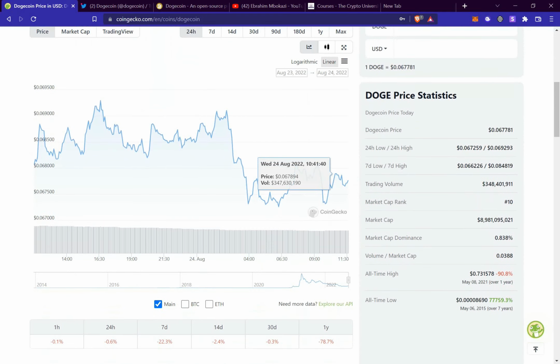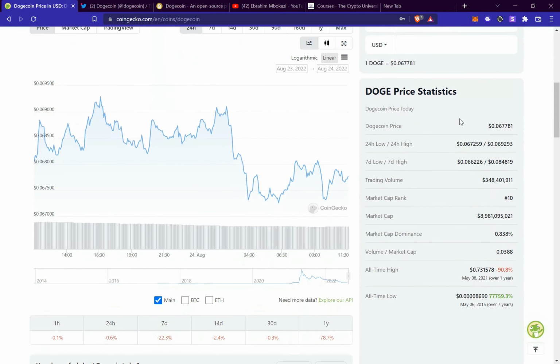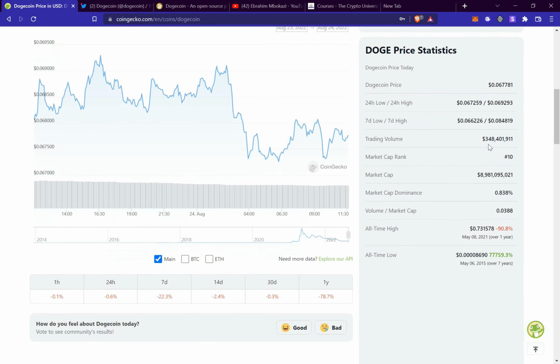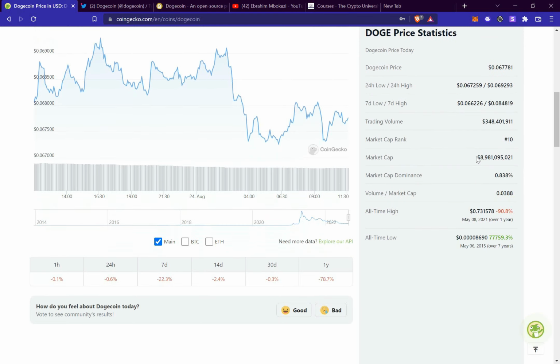Now here on our right hand side, we can see Doge price statistics. Over here we can see the current price, and over here we can see the 24-hour low and high. So these are the prices that it has fallen to within the 24 hours, and it has risen all the way to this price within the 24-hour period. Same applies here on the 7-day. This is the trading volume, and over here we can see the market cap rank. So currently Dogecoin is ranked at number 10 on the market, and the market cap over here we could see is sitting at over $8 billion.